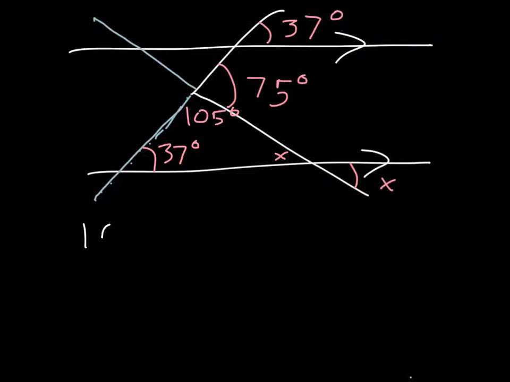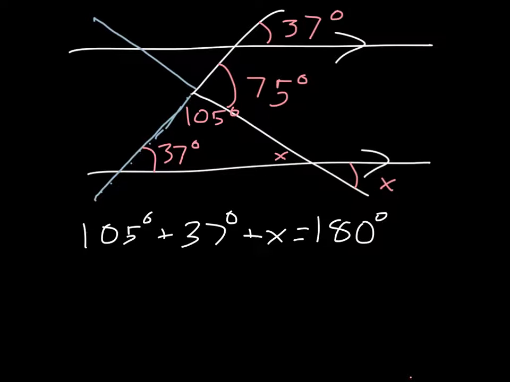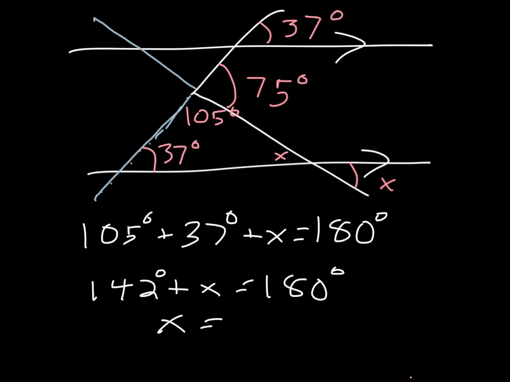So we get that 105 degrees plus 37 degrees plus x equals 180 degrees. So what does that tell us? That is 142 degrees plus x equals 180 degrees. So that means that x equals 38 degrees. There we go. So we found the measure of the angle x.